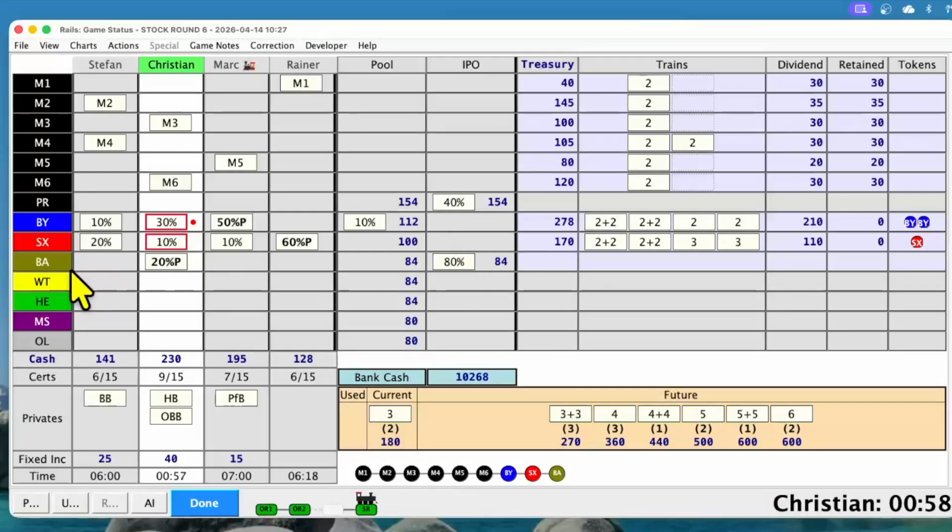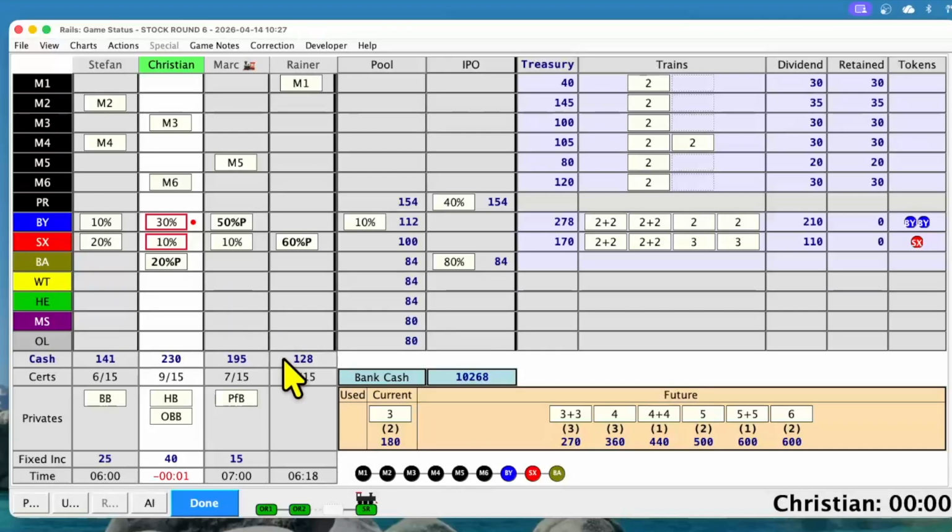Within a group, the next company director will become available when 50% of the previous company has been sold. So the Württemberg will become available when 50% of the Baden is sold, and the Hessen president will become available when 50% of the Württemberg is sold. The Mecklenburg and the Oldenburg are the third group. They will only become available again when 100% of shares in the second group are sold.